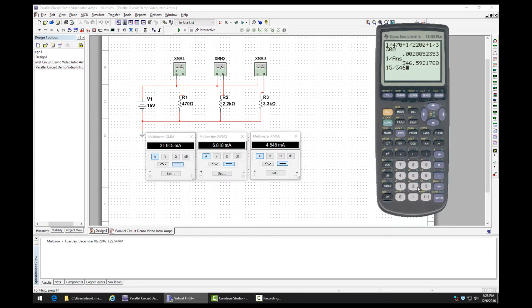If I divide the voltage, 15 volts, by that, I'll get the current. The current here is 0.043 amps. So if I take a look at the current that I have on my meters, and I sum all those together, so 0.0319 plus 0.0068 plus 0.004, they should equal 0.043. You can see here that the two are exactly the same, which is Kirchhoff's current law.